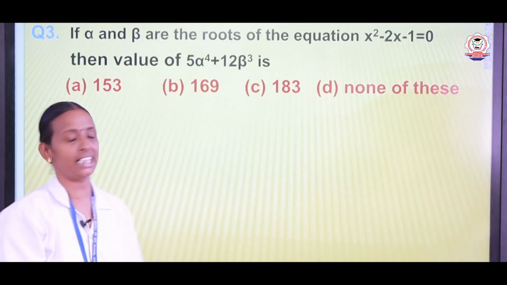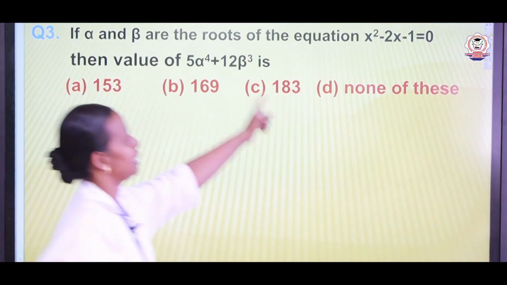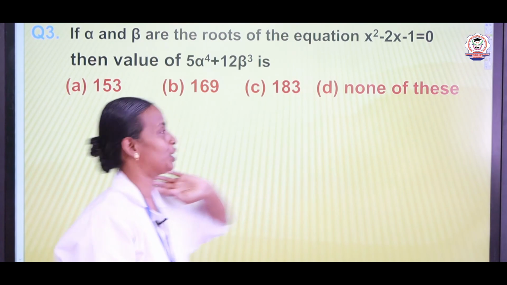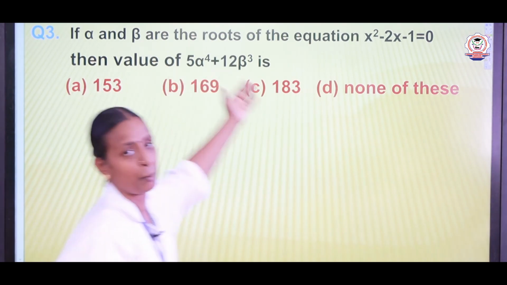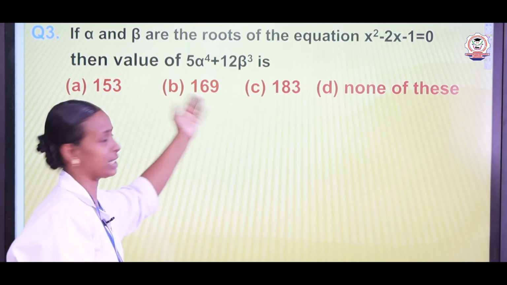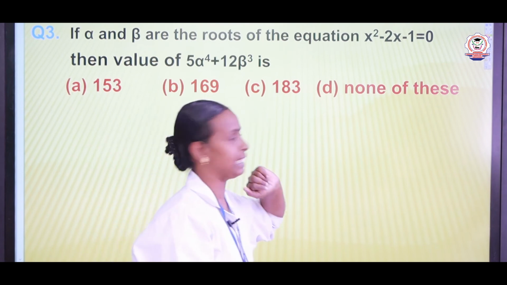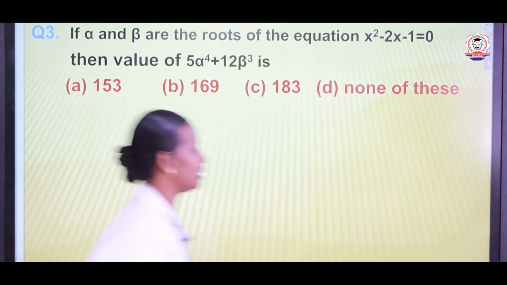Next we are going to see the third problem. If alpha and beta are the roots of the equation x square minus 2x minus 1 equal to 0, then the value of 5 alpha power 4 plus 12 beta cube is what? Option A 153, option B 169, option C 183, option D none of these. How to find the solution for this one?